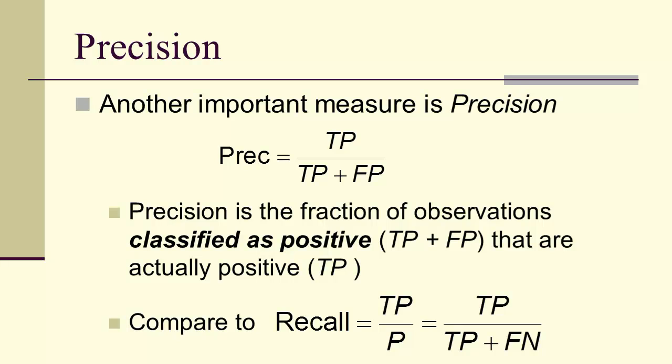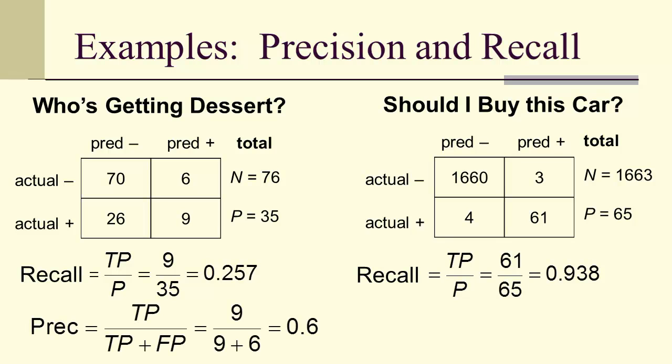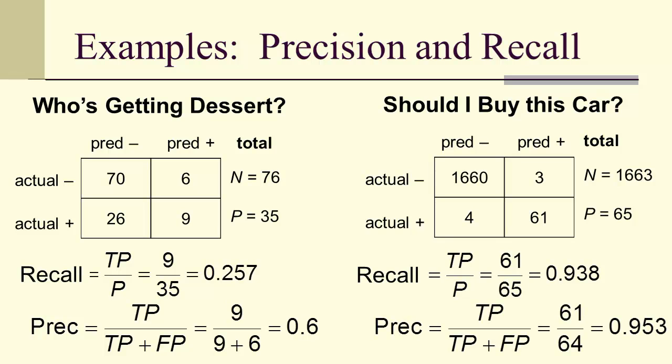Another important measure is precision. Precision is the fraction of observations classified as positives that are actually positive. And we're going to compare this to recall. Let's look at some examples here. So now we're going to call the true positive rates recall. So we saw that was another word for sensitivity. The precision for the who's getting dessert is 0.6 out of a possible 1. Whereas for the should I buy this car, the precision is 0.953. And we'll talk more about precision and recall later on.